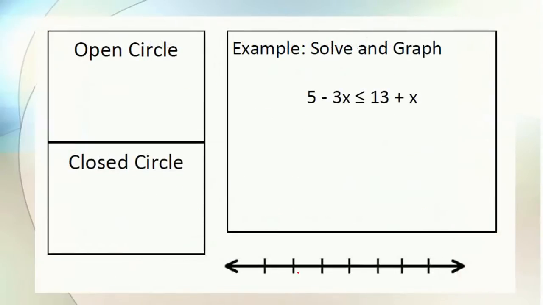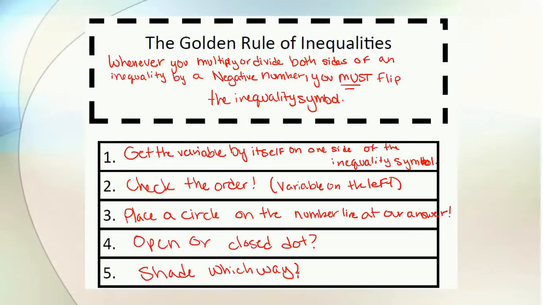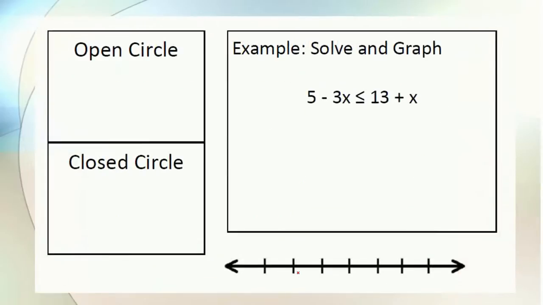Okay, so let's try an actual example of this. So, when are we going to have an open circle? When are we going to have a closed? Well, we remember open is when we have either a less than or a greater than. Closed circle is a less than or equal to or greater than or equal to. So, let's do this problem. 5 minus 3x is less than or equal to 13 plus x.